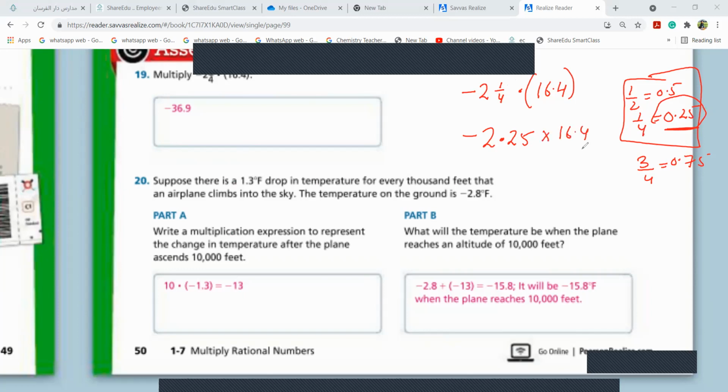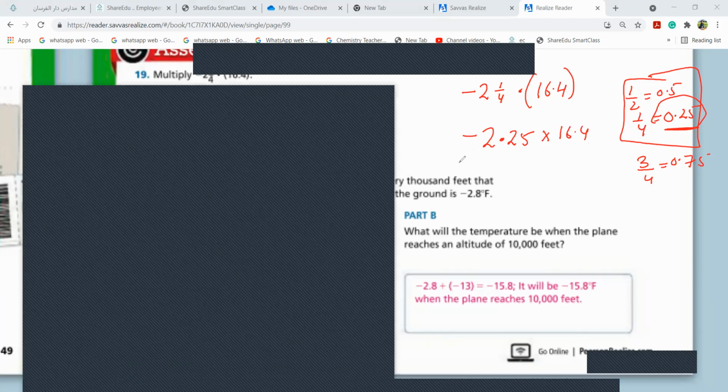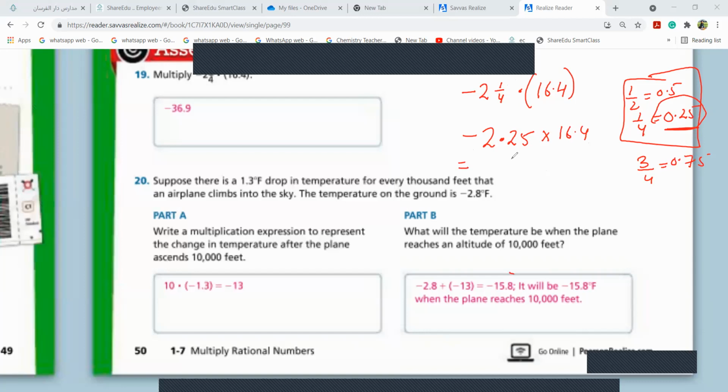Multiply by 16.4. Let me use the calculator. If I use the calculator, then do it and tell me the answer. 2.25 and 16.4. You'll get the correct answer, but that's the reason I don't like to give this in the test. I want you all to do it without calculators. 36. Okay, just put equal. Okay, you have that kind of calculator.